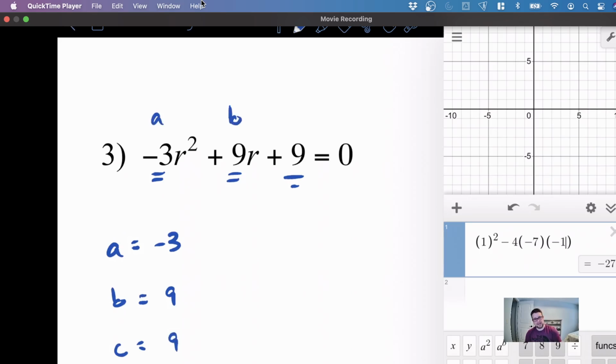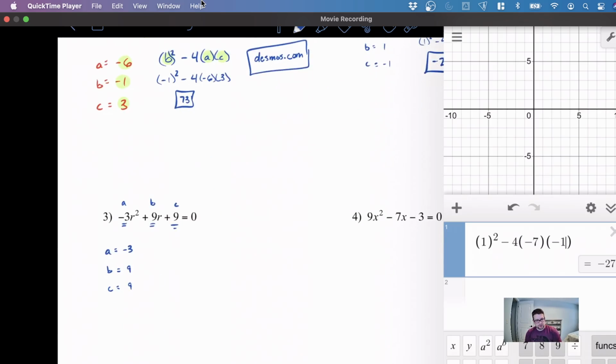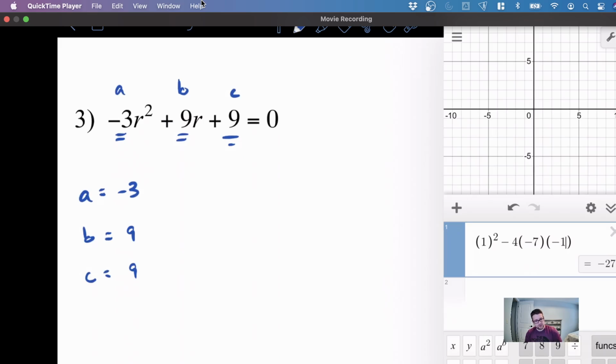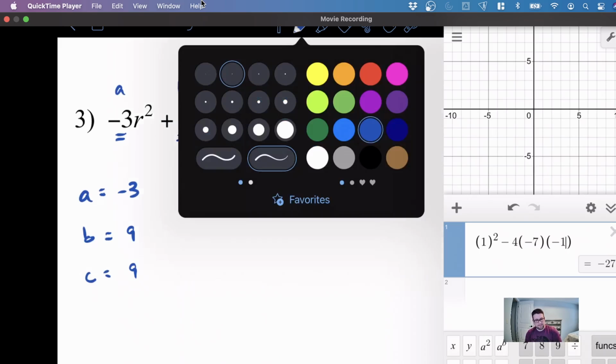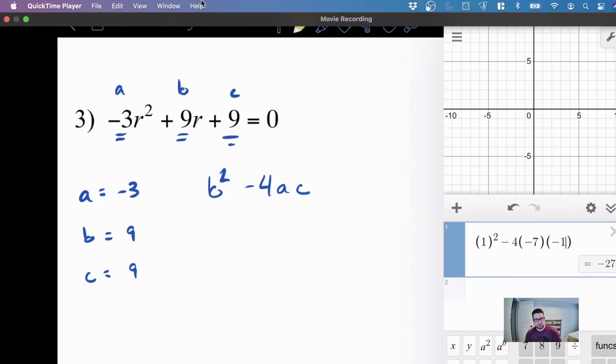Remember, A, B, C. Once you get that done, you want to use your discriminant formula, which we know is B squared minus 4AC. But remember, all of the letters have parentheses around them. So it's going to be parenthesis, parenthesis, and then parenthesis. Notice how the parenthesis doesn't go around the squared there. It goes on just the B.